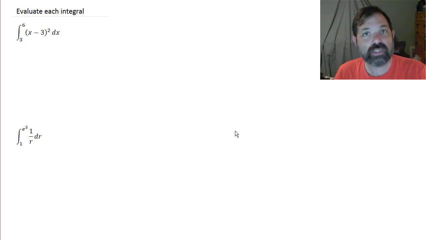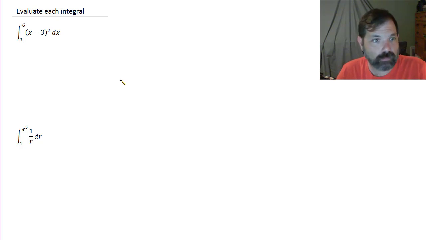So now that we have a basic understanding of how to apply the fundamental theorem of calculus, let's get some practice with it. We're going to start off by just evaluating a bunch of integrals, and then we'll see some applications. All right, so first, let's see this one. We want to evaluate the integral from 3 to 6 of (x minus 3) squared dx.